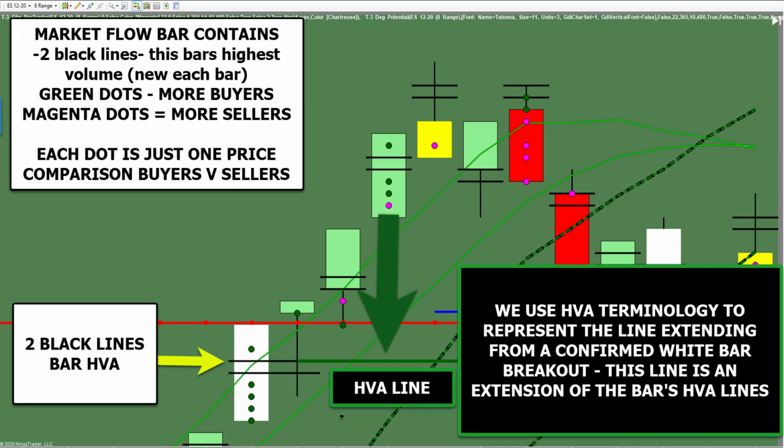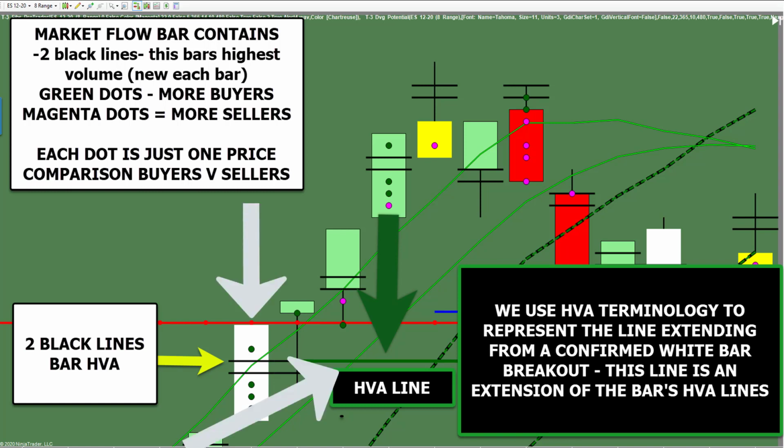Each market flow bar contains several components. You will notice green and magenta dots inside the bars. These represent a disproportionate number of buyers versus sellers at that single price. Each bar will have two black lines that run horizontally through the bar. This represents the high volume area, representing the greatest number of contracts traded on each bar.